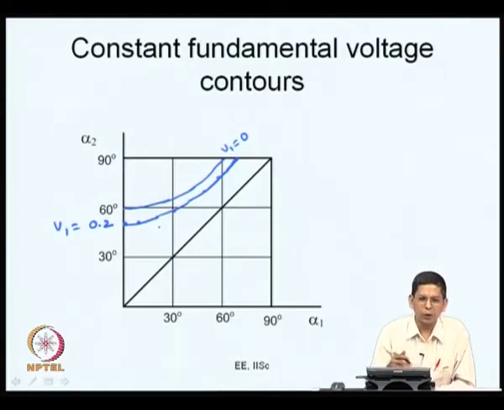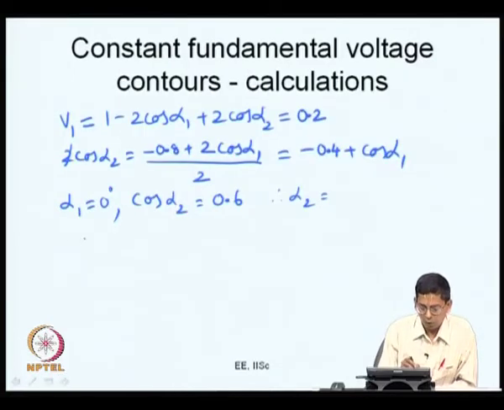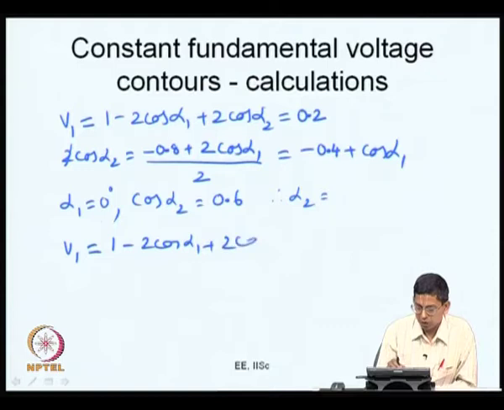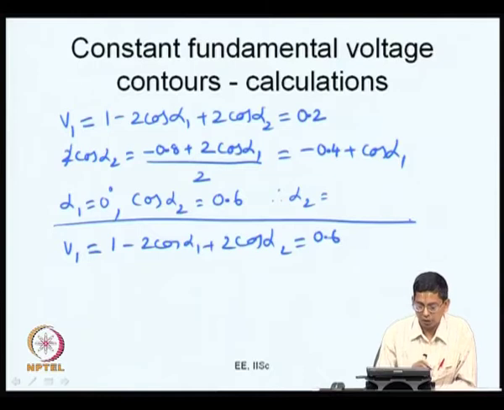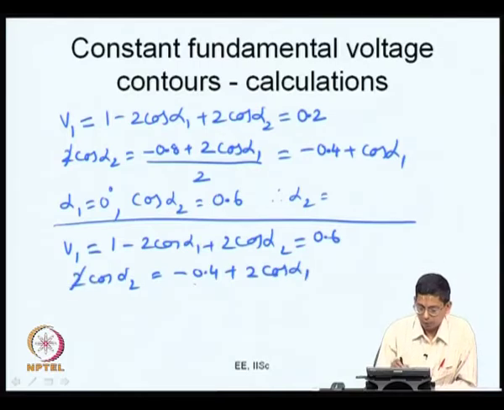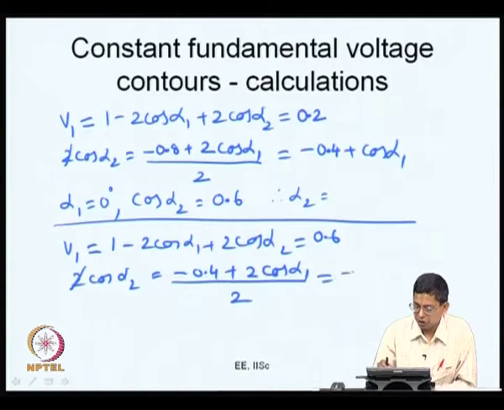Similarly, I can get for any value of V 1 that I really want. Let us say I want V 1 is equal to 0.75. So, if I want V 1 is equal to 0.6, maybe 1 minus 2 cos alpha 1 plus 2 cos alpha 2 equals 0.6. So here I will have 2 cos alpha 2 is equal to 0.6 minus 1 is minus 0.4 plus 2 cos alpha 1, and you divide this by 2, this is minus 0.2 plus cos alpha 1.